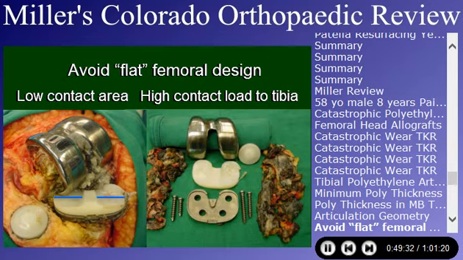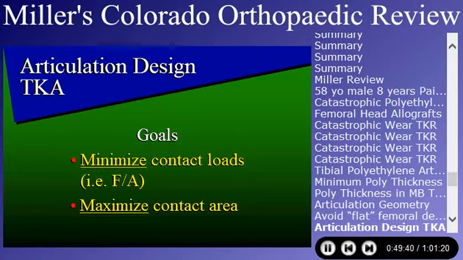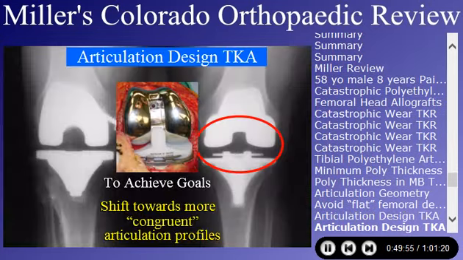So this is what we're talking about. Flat designs had low contact areas, which you've seen in those lines in blue, and you had high contact loads. So in terms of the articulation design and total knees, board question, in-training question every couple of years, you want to minimize contact loads and maximize contact areas. Basic engineer design. You want to spread out those forces evenly throughout that tibial component, and you want to minimize those loads as much as you can. And if you load it too much and you edge load it, for example, you're going to dent in that polyethylene and cause damage.